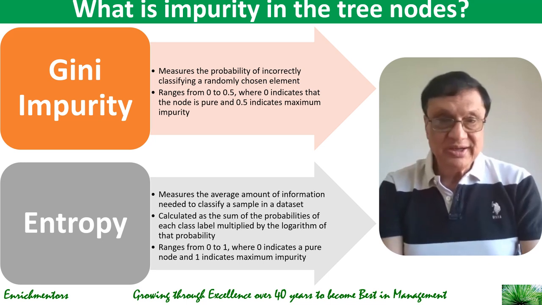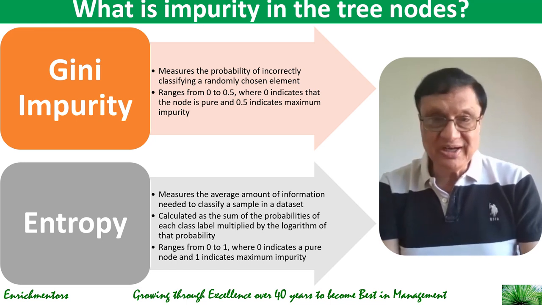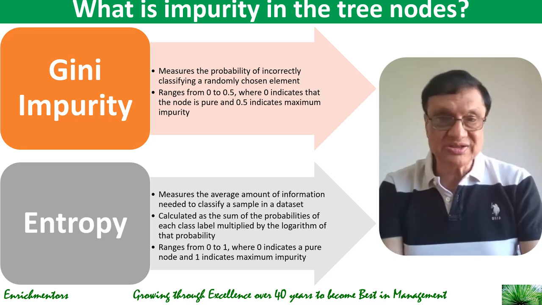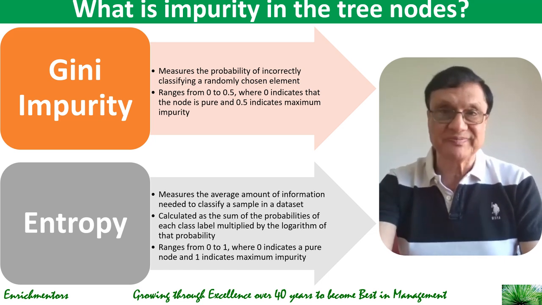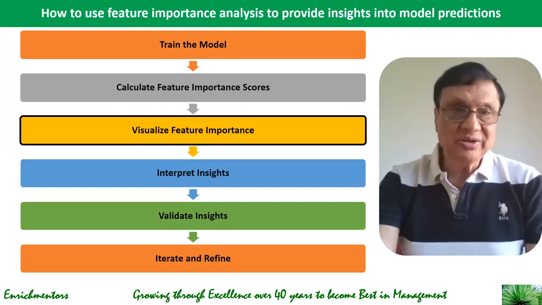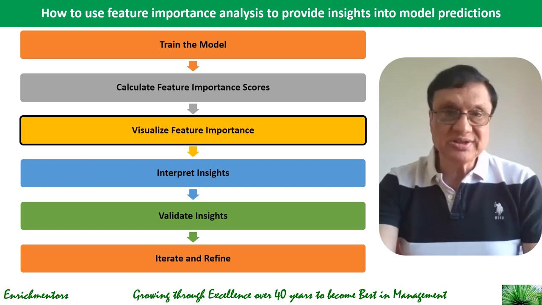When constructing a decision tree, the algorithm chooses the feature and split point that minimizes impurity in the resulting child nodes. Now, this process is repeatedly done until a certain stopping criterion is met, such as reaching a maximum number of trees. Now, having looked at two things, how to train the model and then calculate feature importance scores, we will now look at how to visualize the feature importance.